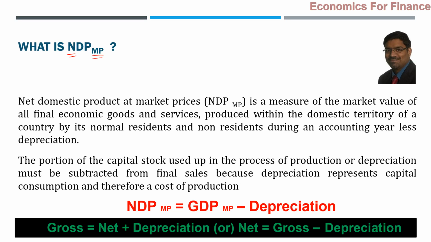Simple. So what is the difference between gross and net? Simply depreciation. What is depreciation? That is nothing but the portion of the capital stock that is used up in the process of production. Simply, that is called depreciation. That must be subtracted from the final sales value because depreciation represents the capital consumption. That is the word used economically for depreciation. Depreciation is mostly an accounting word. So when you see capital consumption, simply understand we are talking about depreciation.